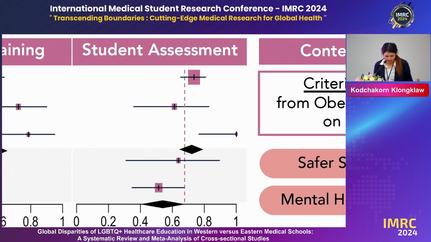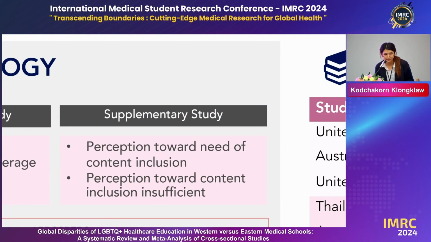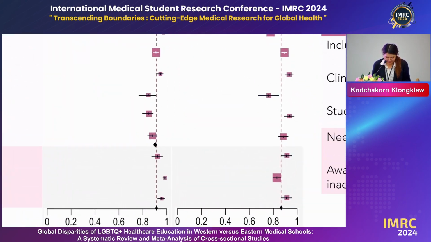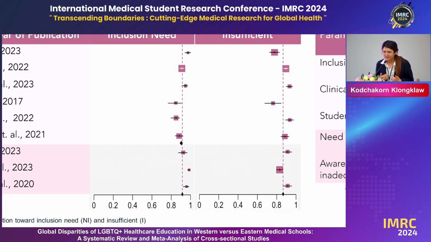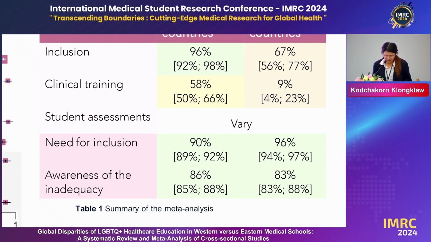We also conduct analysis on student assessment, and we observe that it is influenced by individual medical school rather than regional factors. And for supplementary studies, we observe perceptions of medical students toward the need of content inclusions, and inclusion is insufficient. And as you can see, there is an alignment of how medical students think that we need to study about this topic more and that we are still lagging in terms of LGBTQ plus education in a medical school. And this is the summary of the meta-analysis.